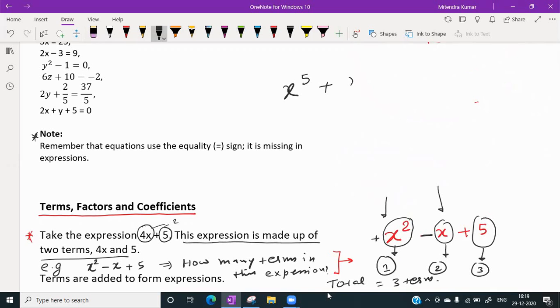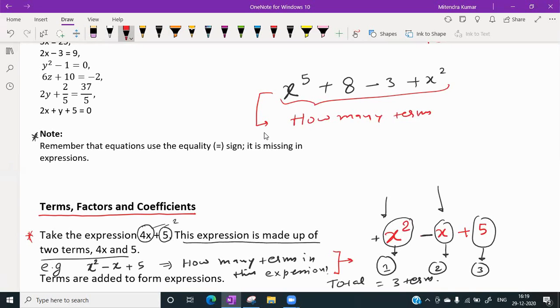x 5 plus 8 minus 3. Okay, so how many terms here? Four terms. Okay, listen carefully.